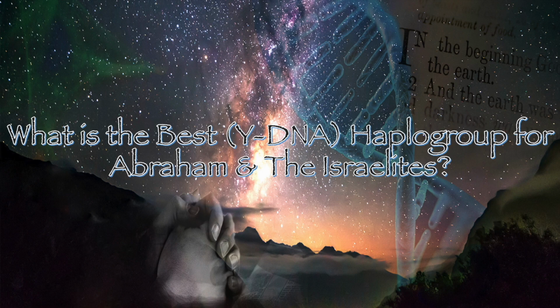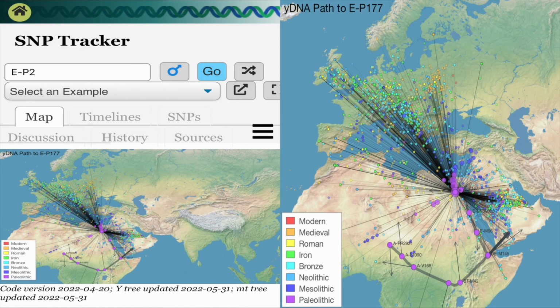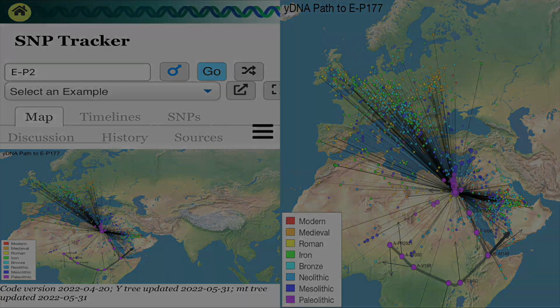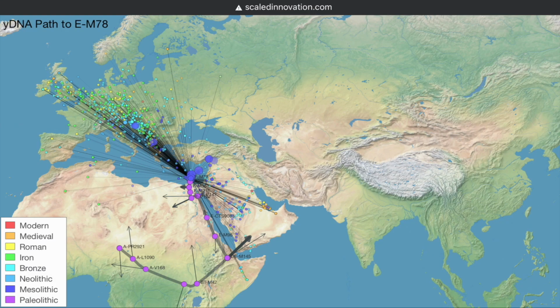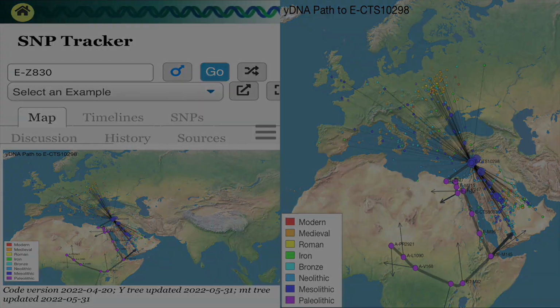What is the best Y-DNA haplogroup for Abraham and the Israelites? My top 3 haplogroups for Abraham and the Israelites, starting with number 1, is E1b1, also known as E-P2, and then for number 2, out of my top 3 is E-M35, but specifically E-M78 and its subclades. For number 3 out of my top 3 is E-M35, specifically E-Z830 and its subclades.